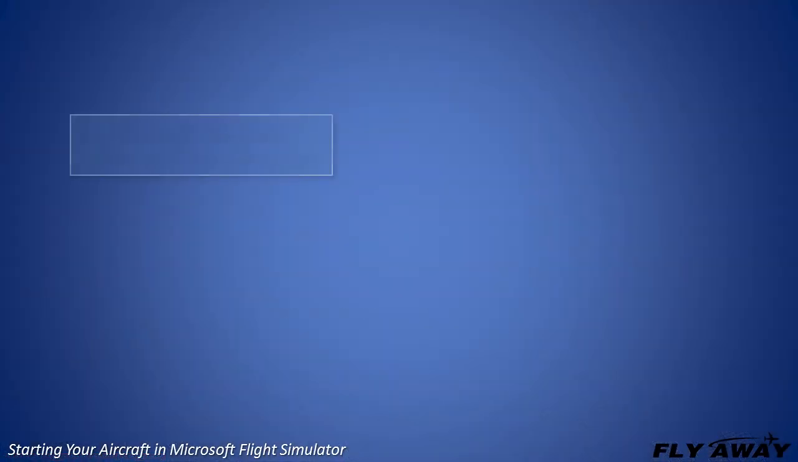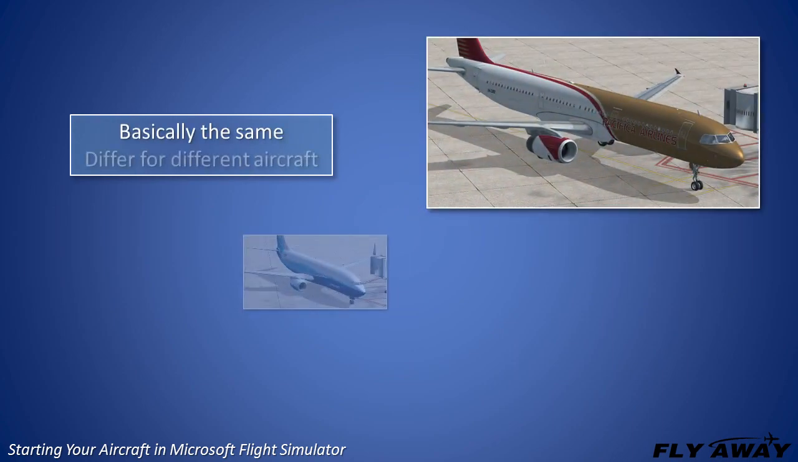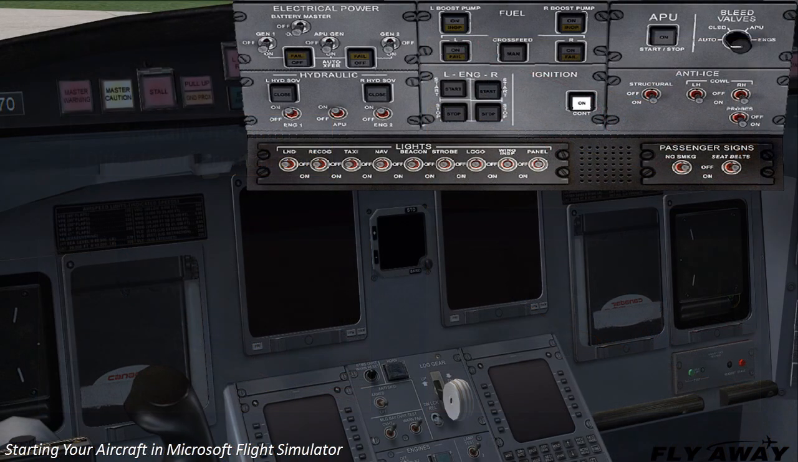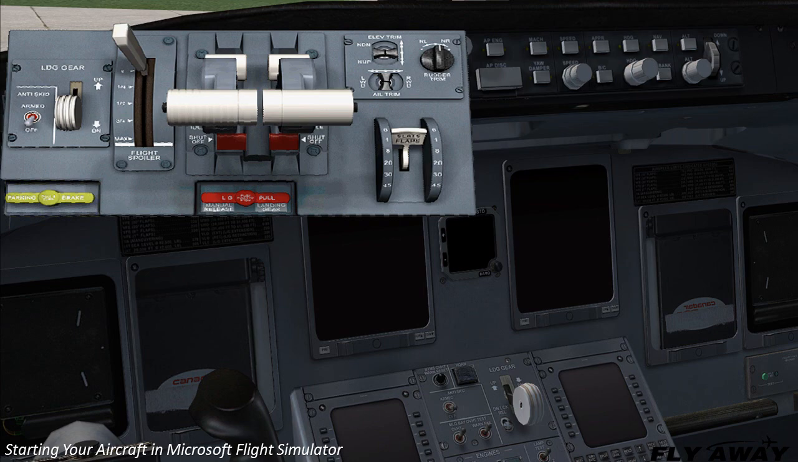Although startup procedures are basically the same, they differ slightly for each jet type. Pop-up windows can be helpful, such as this overhead panel and this throttle quadrant.